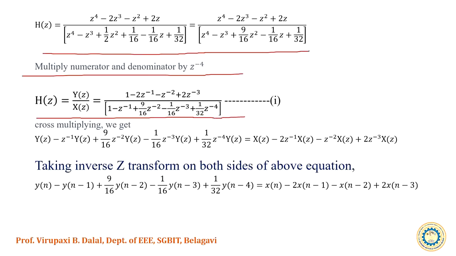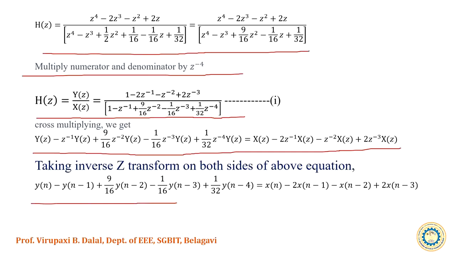By dividing the numerator and denominator of H(z), we'll get H(z) equal to 1 minus 2z raised to minus 1 minus z raised to minus 2 plus 2z raised to minus 3 divided by the denominator: z raised to 4 divided by z raised to 4, that is 1, minus z cube divided by z raised to 4 is z raised to minus 1, plus 9 by 16 z raised to minus 2 minus 1 by 16 z raised to minus 3 plus 1 by 32 z raised to minus 4. Simplifying further, cross multiplying, we'll get this equation.